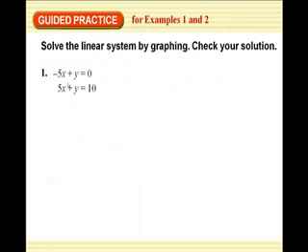Okay, so here's our first one. Negative 5x plus y equals 0. 5x plus y equals 10. So the first thing you do is you get y by itself. You're going to add 5x to both sides, so y equals 5x. This one we're going to subtract 5x, so we're going to have y equals negative 5x plus 10. So all I'm doing is getting the y by itself.